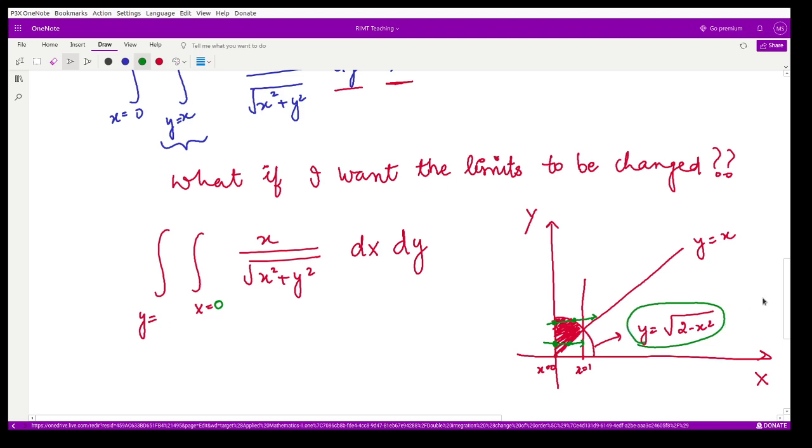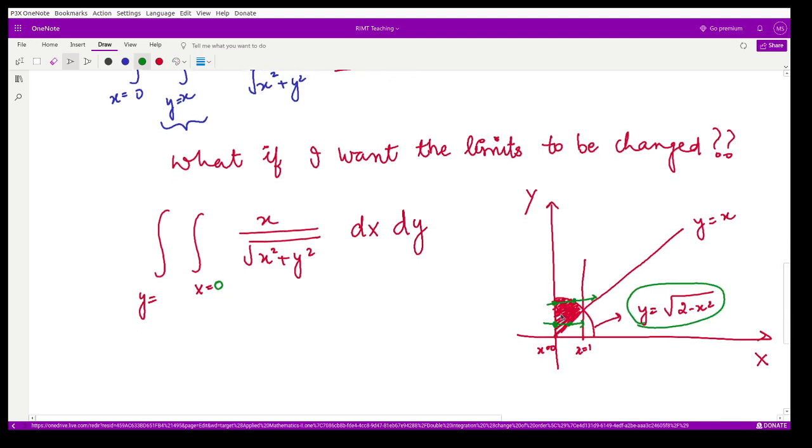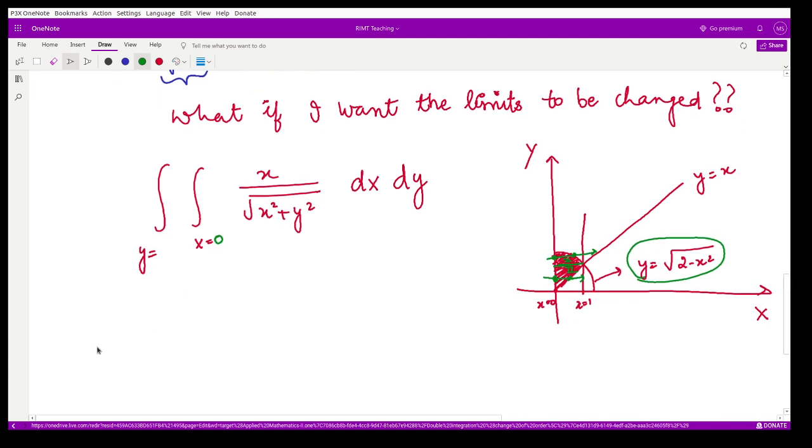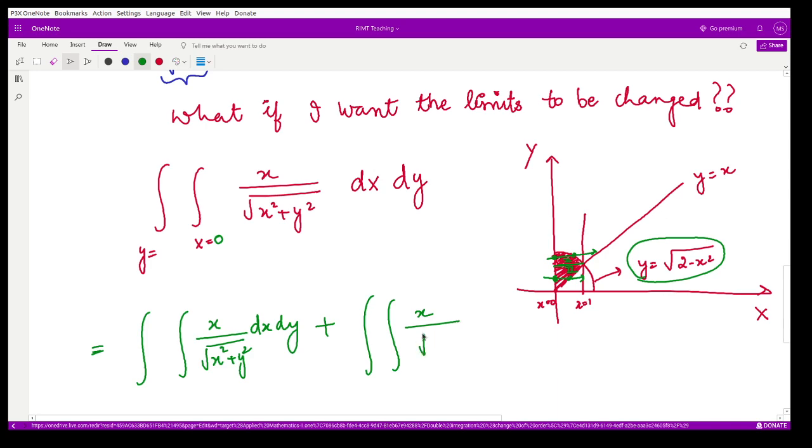So what could be done? We can divide this whole region into two parts. So first is this part and second is this part. So accordingly, your integration, this one, would now be written as two integrations, right? Your function would come as such, there is no change, the limits will change. So let's see how the limits change.